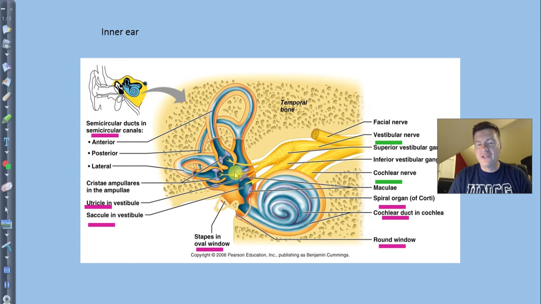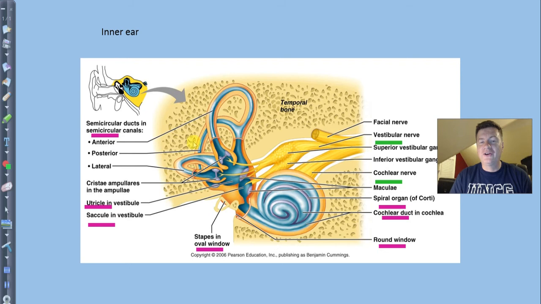The semicircular canals and the utricle and the saccule, they are responsible for mechanoreception related to balance. The cochlea is responsible for mechanoreception that we associate with hearing. The nerve coming out of this region is the vestibular nerve, because vestibular means balance. The nerve coming from the cochlea is the cochlear nerve, and they're going to fuse to form the vestibulocochlear nerve, one of the cranial nerves. And again, we'll deal with this part in the next video.